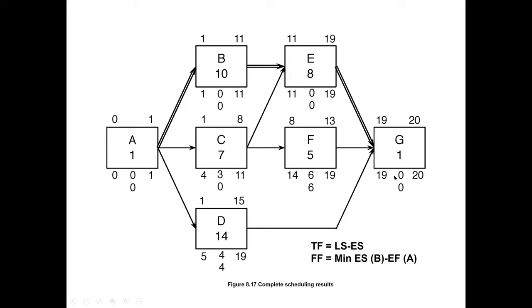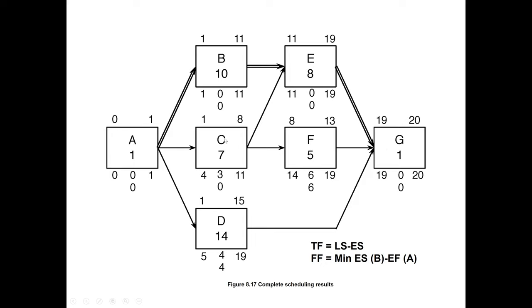Okay. So now all those activities having 0 total float are on the critical path. Activity A has zero total float, activity B has zero total float, activity E has zero total float, and activity G has total float zero. So we connect these with a double line. You can make a thick line or double line, and this will show us the critical path.